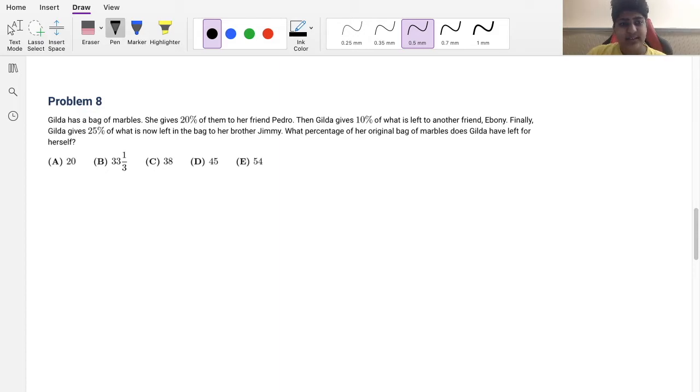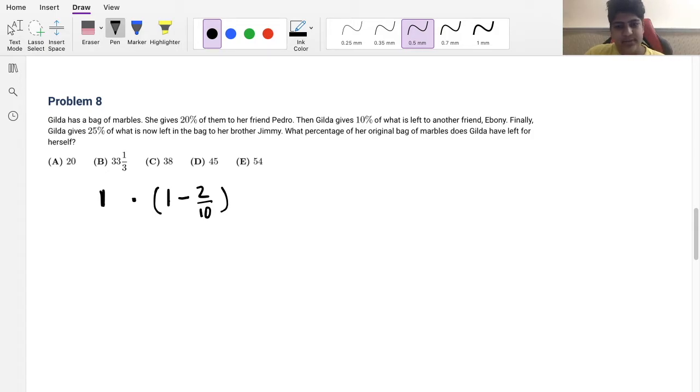Now, for these kinds of questions, it's often much easier to convert into fractions. So, let's just say she starts out with 1, right? But then she gives 20% to Pedro. So that's equivalent to 1 minus 2 over 10 remaining, since she gives 2 over 10 of the marbles to Pedro. So she has 1 minus that much left.